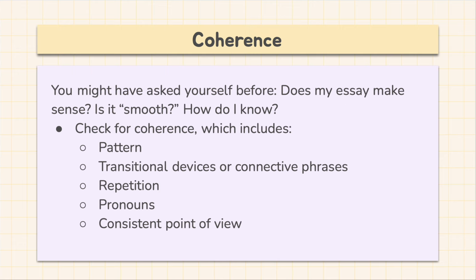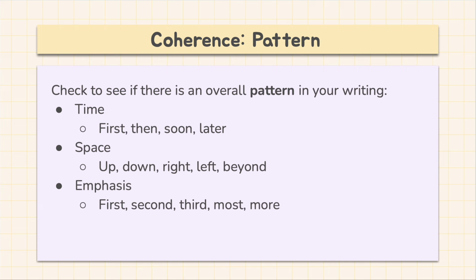So you might have asked yourself before, does my essay make sense? Is it smooth? Is it flowing? How would you know? For coherence, you can look at these things to see if you have coherence going on in your essay. You can look to see if you have a pattern, if you're using transitional phrases, and there is a handout I have on Moodle that I've already made available to everyone. You can use that handout for some suggestions on different transitional phrases. You're going to use repetition, pronouns, and you're going to maintain a consistent point of view.